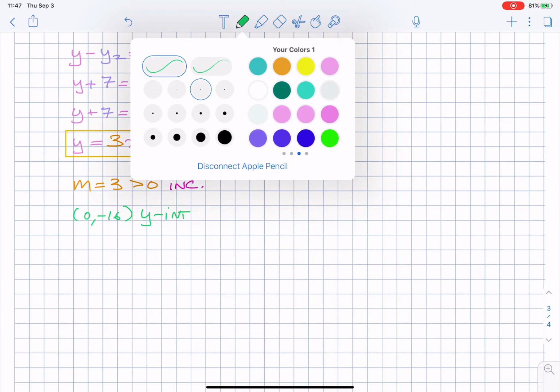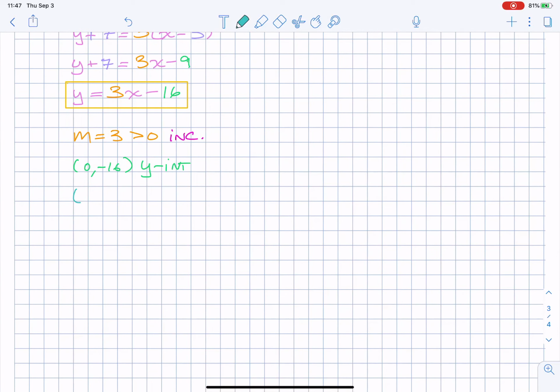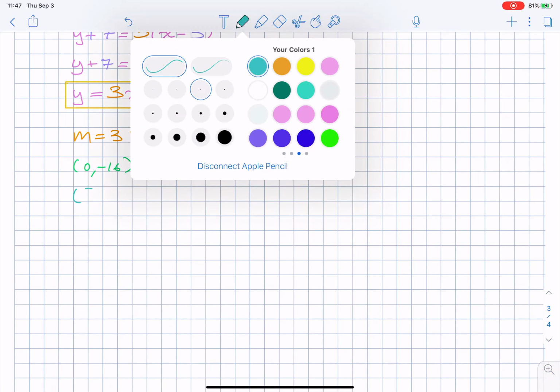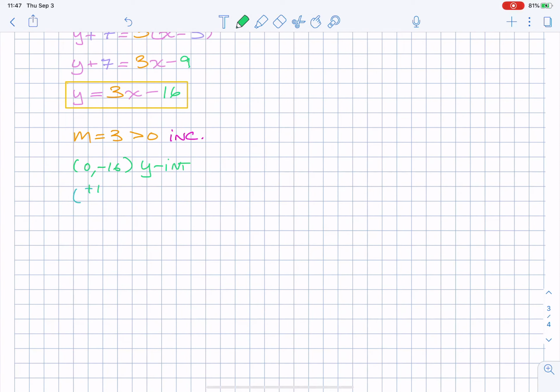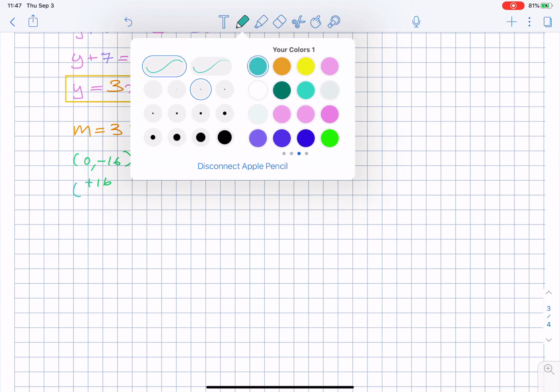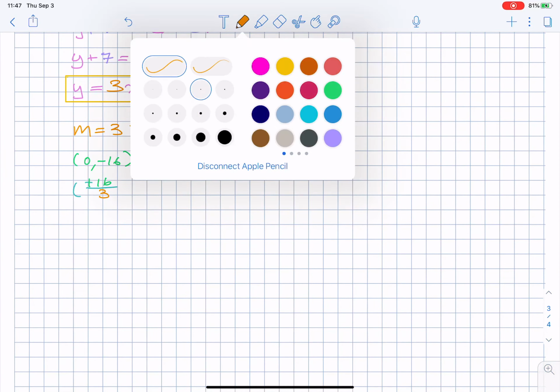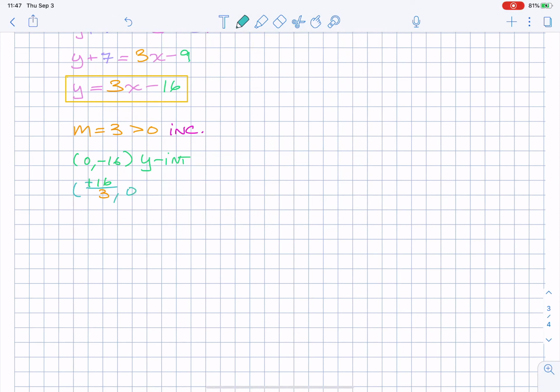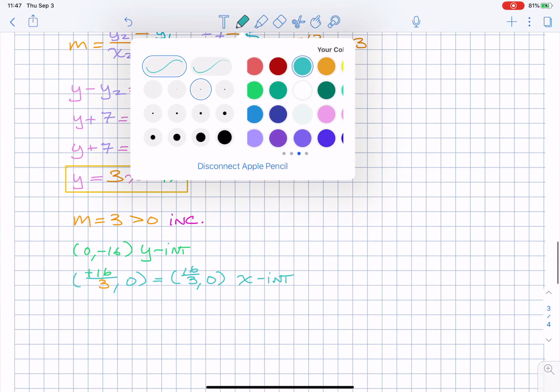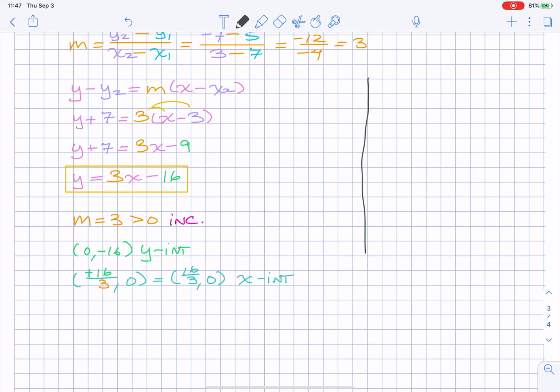But what about the x-intercept? Well, the x-intercept will be at negative b over m, so negative of a negative 16 divided by m, which is 3, comma 0, which is 16 thirds, comma 0 is the x-intercept. Okay, so these are ugly numbers, but whenever you have something this ugly, just guesstimate it. Don't worry about getting the exact numbers.